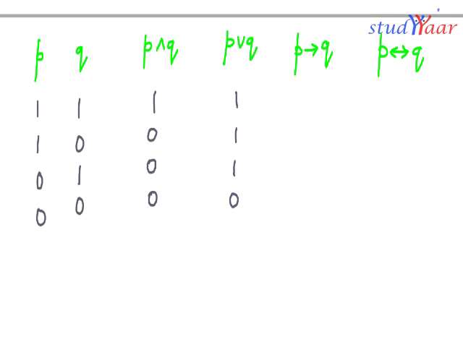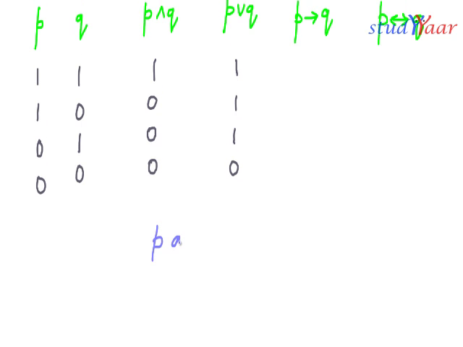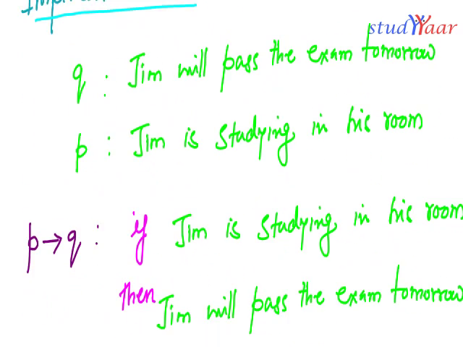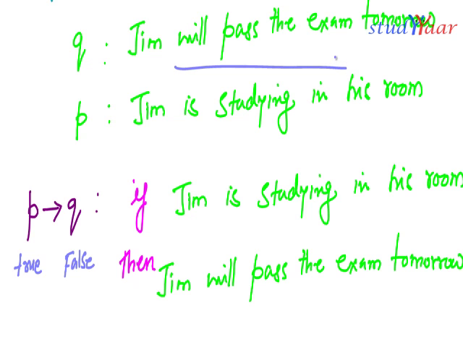Okay. Now an implication is false whenever you have P as true and Q as false. Okay. Let's just take an example to understand what is happening. We have an implication over here. My implication is, if Jim is studying in his room, then Jim will pass the exam tomorrow. Now let us suppose my P is true. So I'm saying this is true, which means Jim is studying in his room. And I'm saying Q is false. Q is false means Jim will not pass the exam tomorrow.